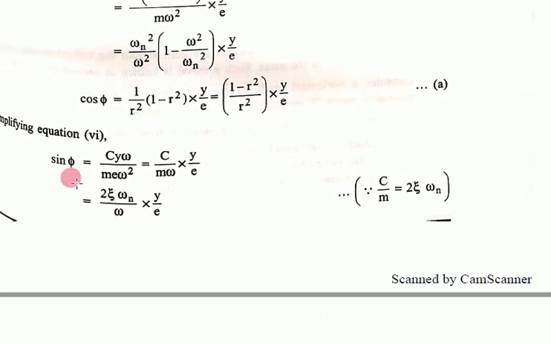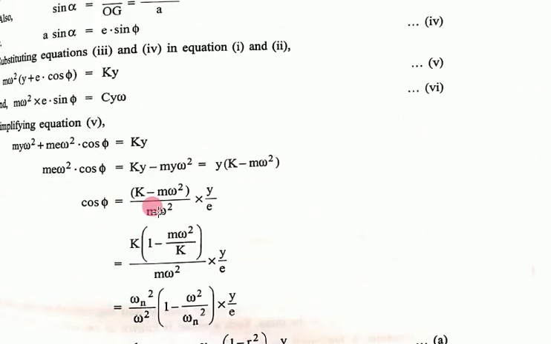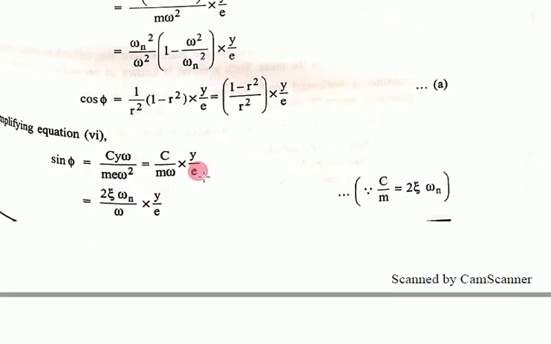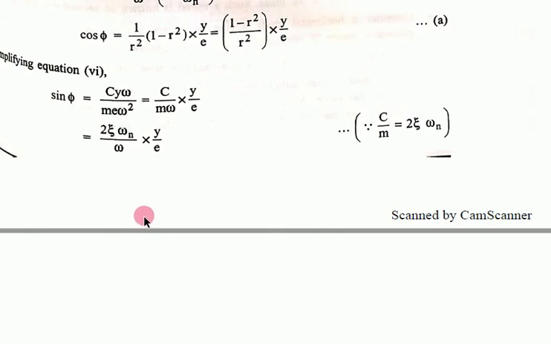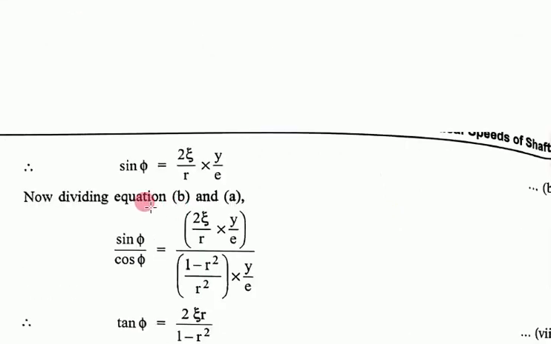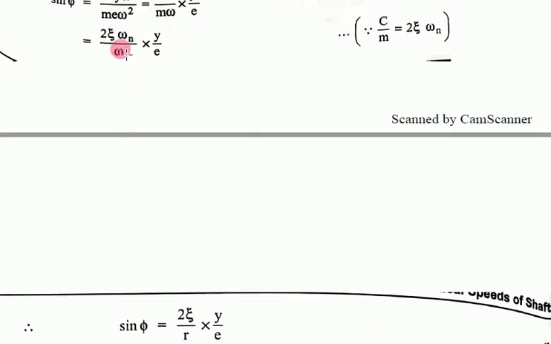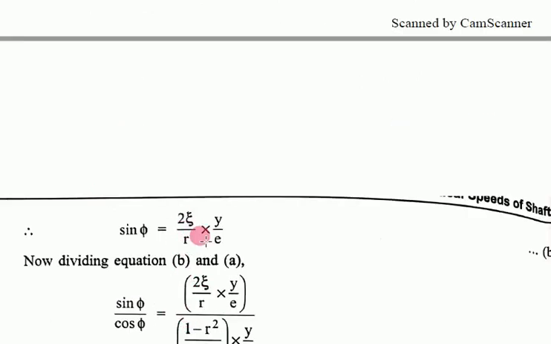Same way, if we simplify this sin phi equation, then c y omega upon m omega square, so it is simple, from this equation. So here sin phi is equal to c y omega upon m omega square e. Okay, so y upon e, both equations are in the form of y upon e. So here c by m we can say is 2 zeta omega n, so here 2 zeta omega n upon omega into y upon e. So after solving it again, omega upon omega n is r, so 2 zeta upon r into y upon e.